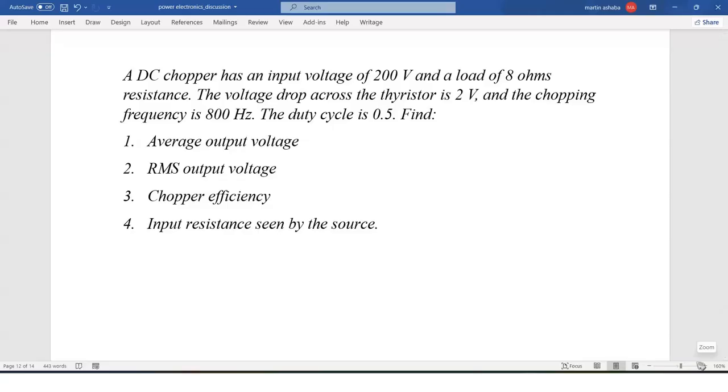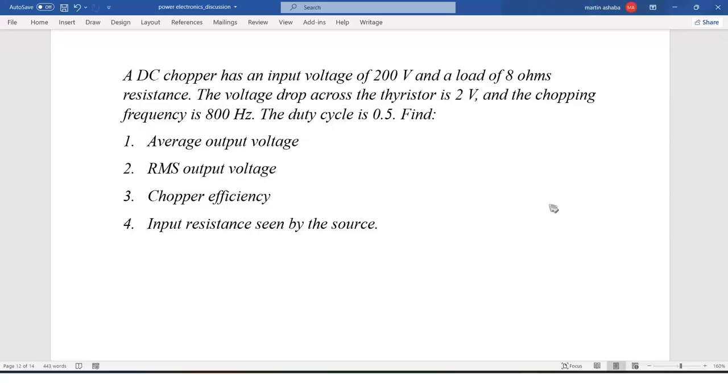Now in this discussion, we are looking at a step-down chopper that has the following parameters. A DC chopper has an input of 200 volts and a load of 800 ohms is connected. Then the voltage drop across the thyristor is 2 volts and the chopping frequency is 800 hertz. The duty cycle is 0.5. We are required to find the average output voltage, the RMS output voltage, the chopper frequency, efficiency, and the input resistance seen by the source.